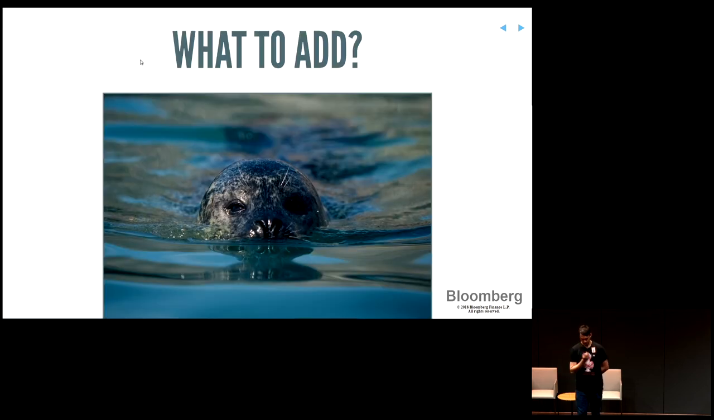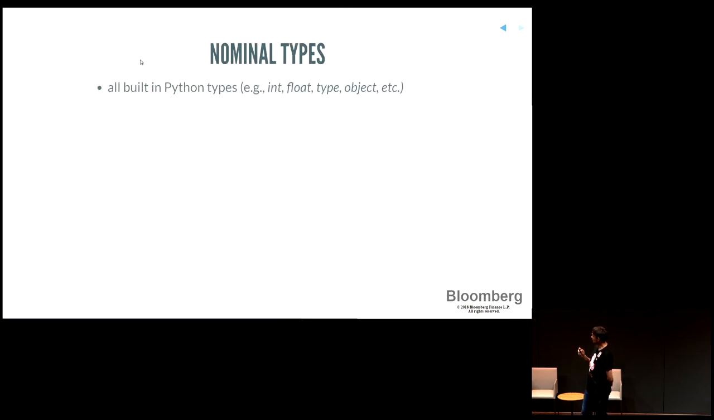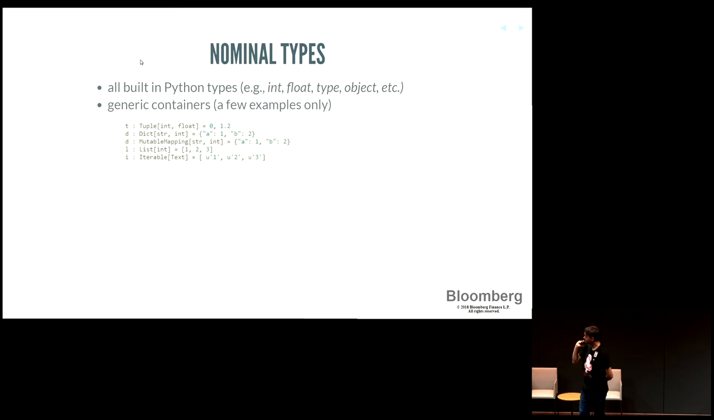OK, so what to add? So this is going to be a quick introduction of what kind of type information you can add. The main one is the nominal types. Nominal types are basically your classes or your primitive types, like int, float. You can also have generic containers, like tuple, list, iterable. You can alias types, just in case you don't have to type that much if you use one of the types heavily. Or you can have distinct types, which basically just means that, by the way, this is a user ID. It is a type of int, but make sure that whenever I pass in an object to this, I don't mess up passing in an int instead of an actual user ID or the other way around.